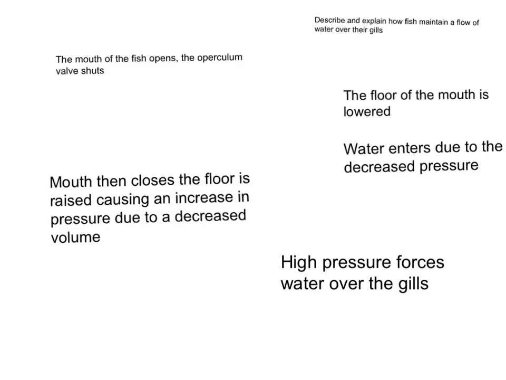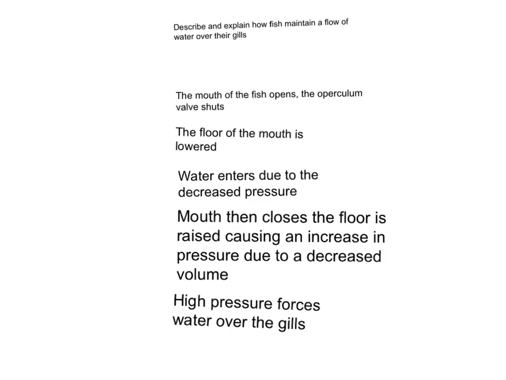This is a 4-mark question. These are the points you need for the 4 marks. So the question is, describe and explain how fish maintain a flow of water over their gills. Well, first of all, the mouth of the fish opens, the operculum valve shuts, the floor of the mouth is then lowered, water enters due to a decreased pressure, the mouth then closes, the floor is raised, causing an increase in pressure due to a decreased volume. High pressure forces water over the gills.